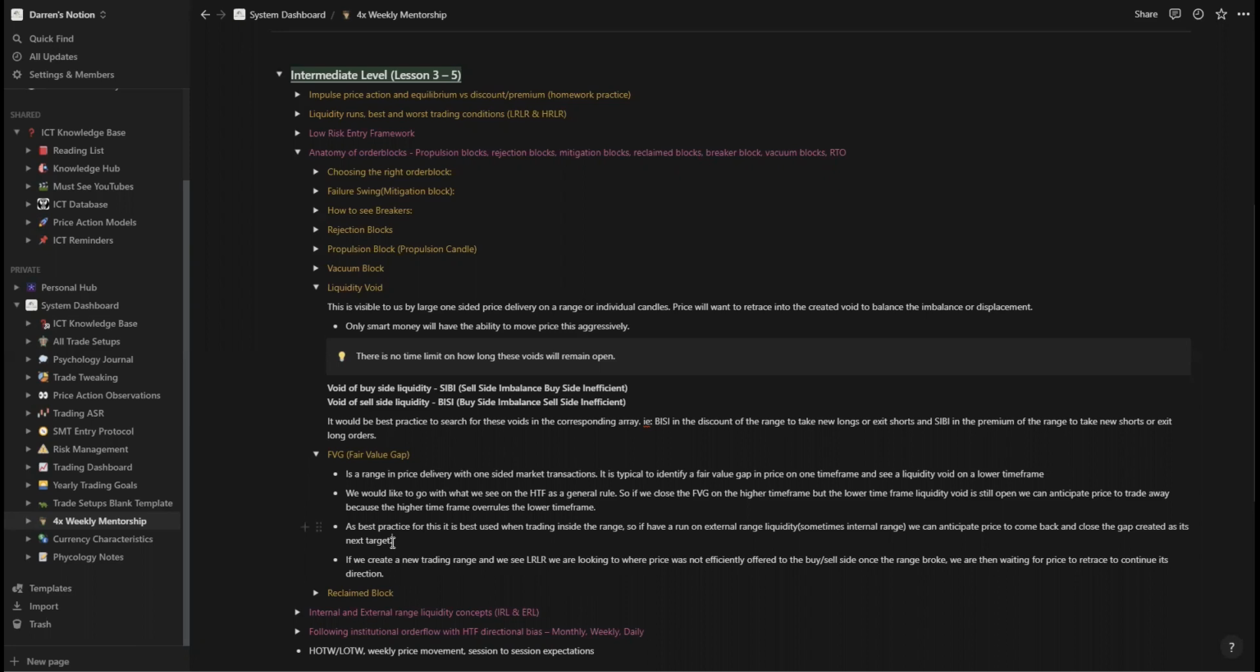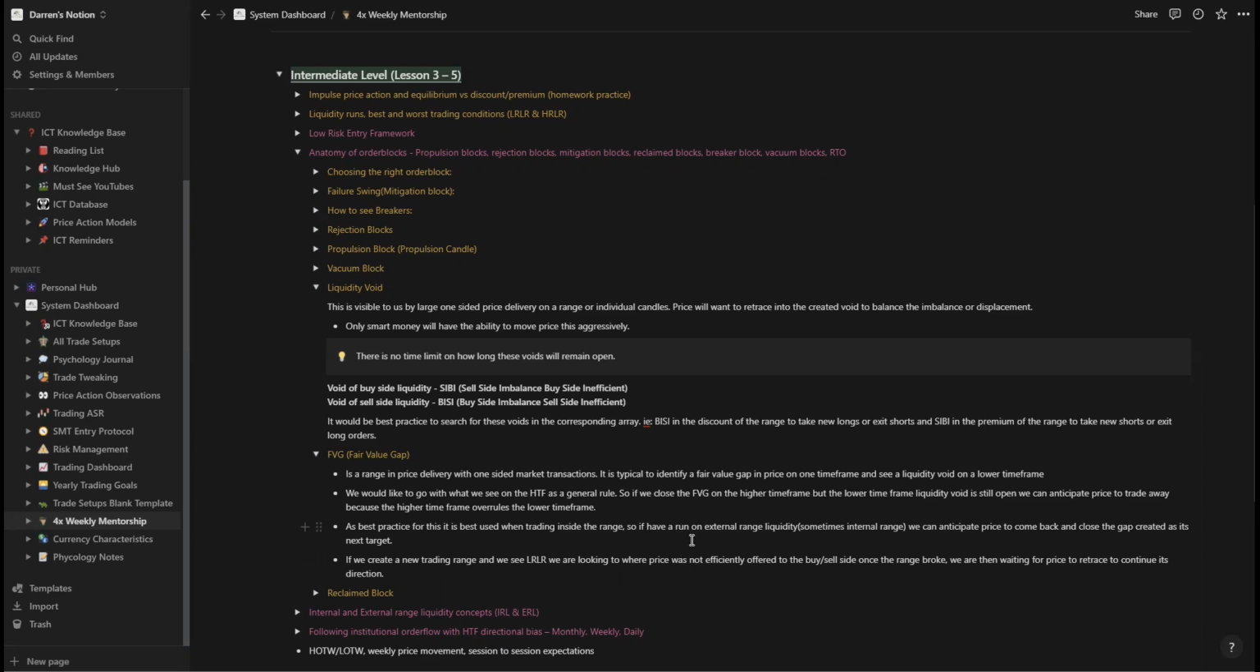And you can go and check. I'm not going to spend more time. It's a very simple way of thinking. As best practice for this, it is best to use when trading inside of the range. This is now specifically fair value gaps, because like we said, fair value gap is part of internal range liquidity.